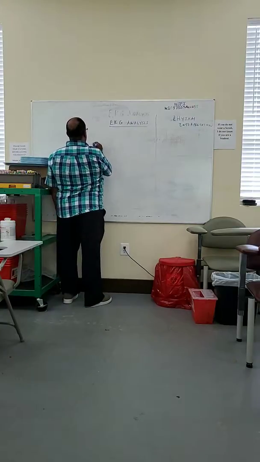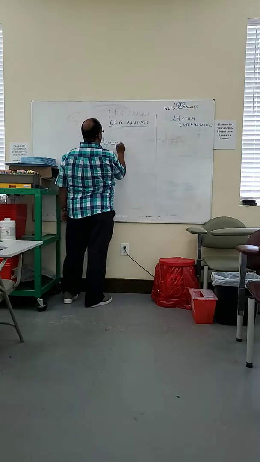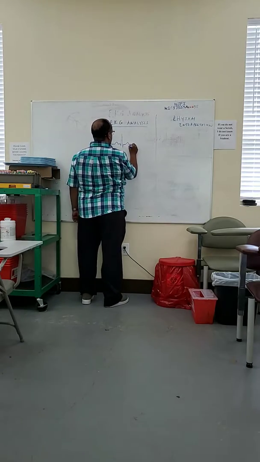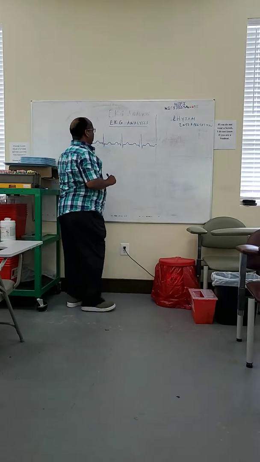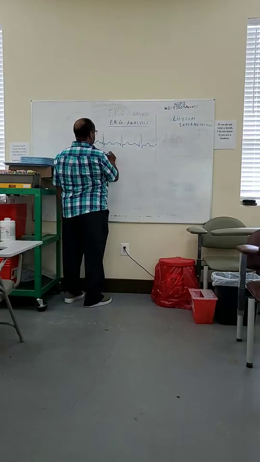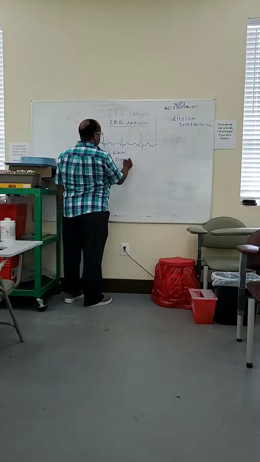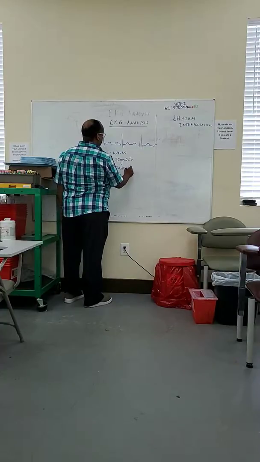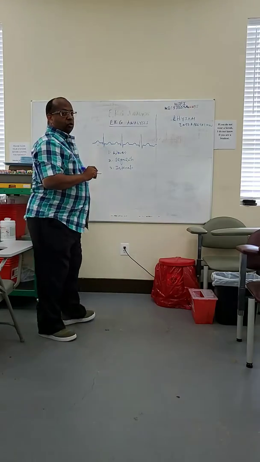Okay, so if you have this one, always when we analyze the EKG, we need to see three things. One is the waves. Two will be what? Segments. And three will be intervals. These are the three things that we see on the EKG. Okay. So what are the waves?